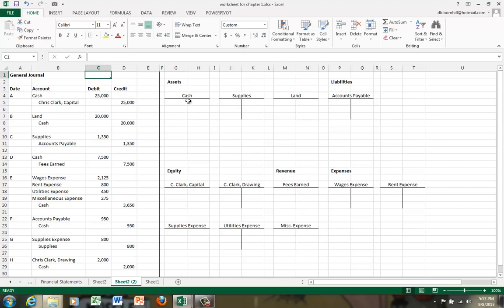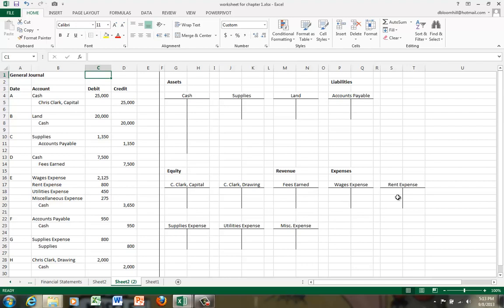So what we do is we open up a T for each account mentioned in the general journal. So if we see an account mentioned in that general journal, we open up a T. And notice the T's aren't just opened up any old place, they're sorted. So first we list all of our asset T's, then our liability T's, then come our equity T's, then our revenue T's, and then our expense T's.